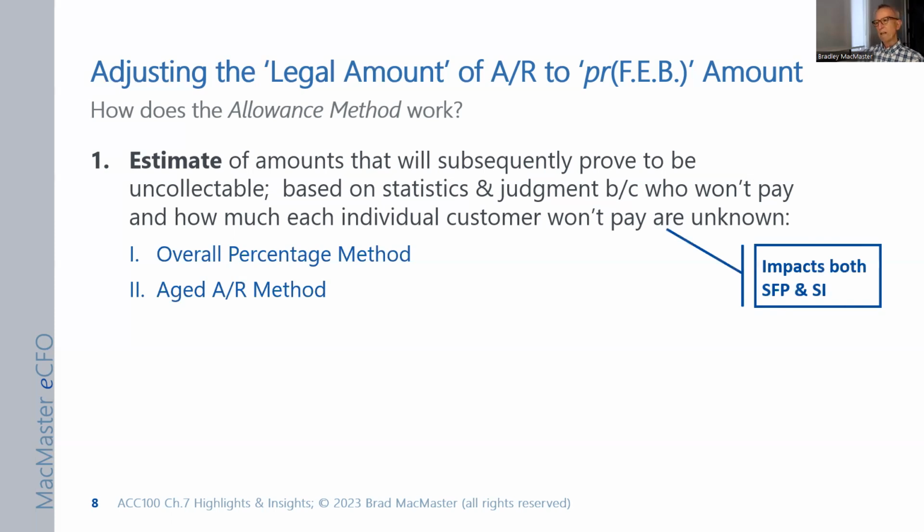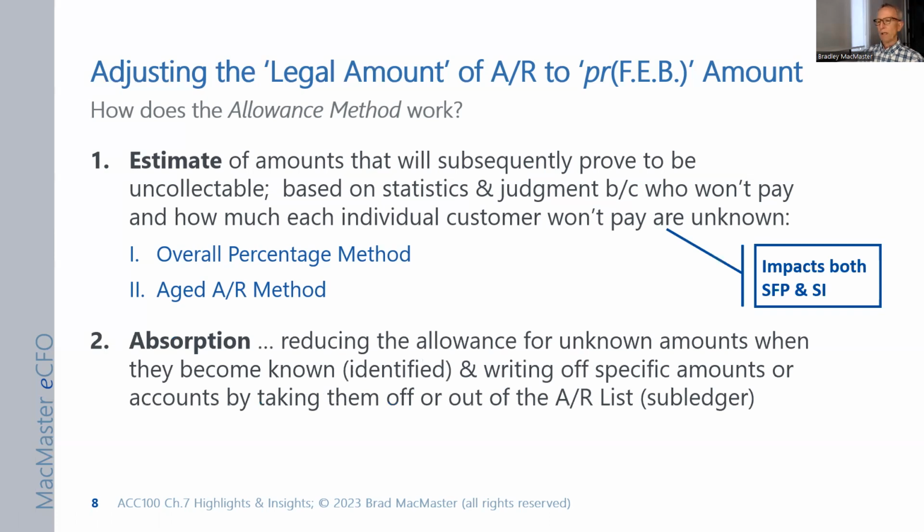Now, when we make this estimate, it impacts both the statement of financial position in the way that it reduces the gross accounts receivable to the net accounts receivable, and it also impacts the statement of income by recognizing the bad debt expense and putting it in the matching period. So that's step one. And remember that when we're doing step one, we don't know at this point who won't pay. In other words, whose debt will go bad.